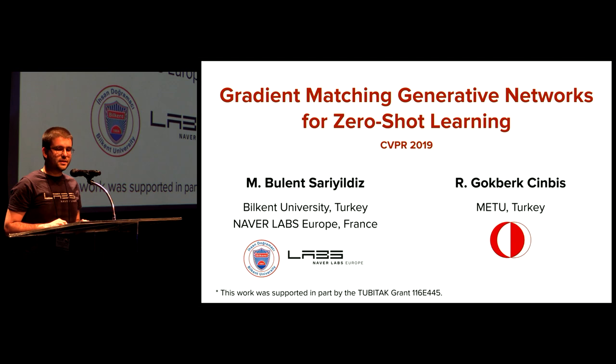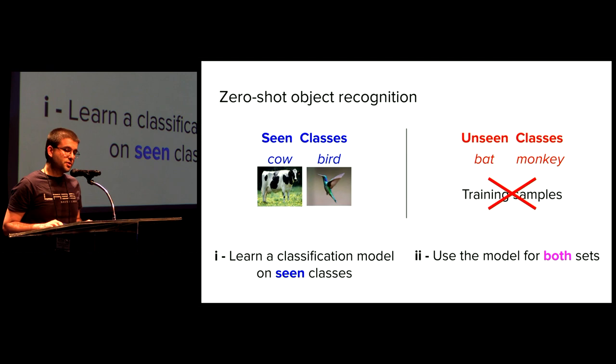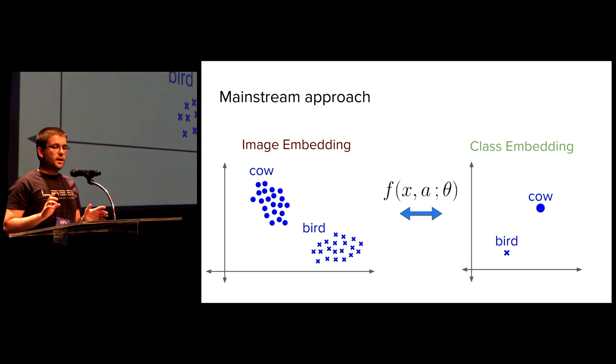So in this study, we work on the zero-shot object recognition problem, where we have two sets of classes called seen classes and unseen classes. We have training samples for seen classes, but don't have any training samples for unseen ones. Our goal is to learn a classification model on the seen classes, and then to use this model for both sets. The mainstream approach is to learn a compatibility function F, parameterized by theta, between image embeddings x and class embeddings a, using the training samples of seen classes.